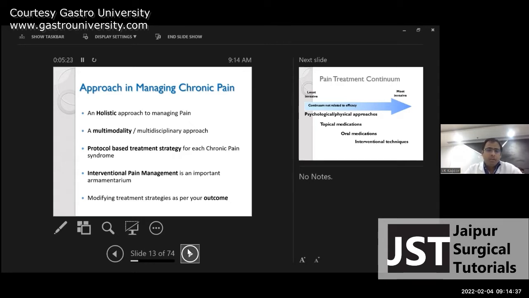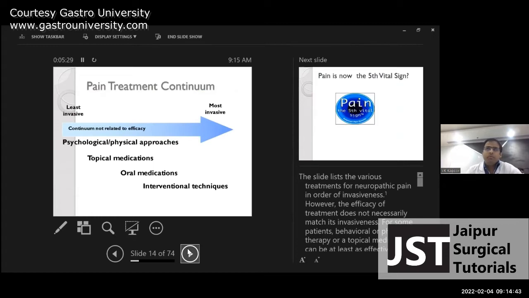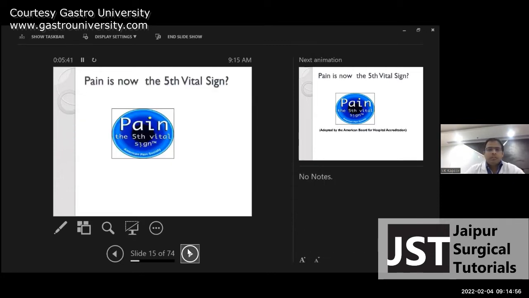Interventional pain management is an important armamentarium in dealing with chronic pain. And we always have to modify our treatment as the patient responds. The pain treatment continuum goes from least invasive, like counseling and giving emotional support, to most invasive, like interventional techniques. Pain is now the fifth vital sign. It was adopted by the American Board for Hospital Accreditation.